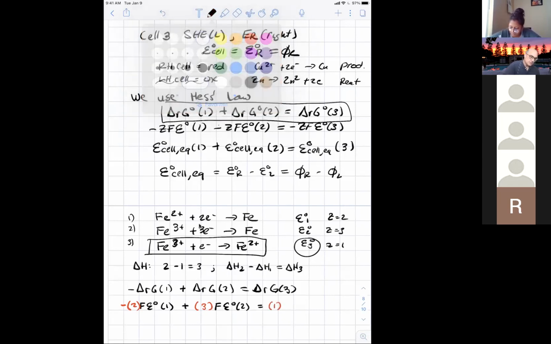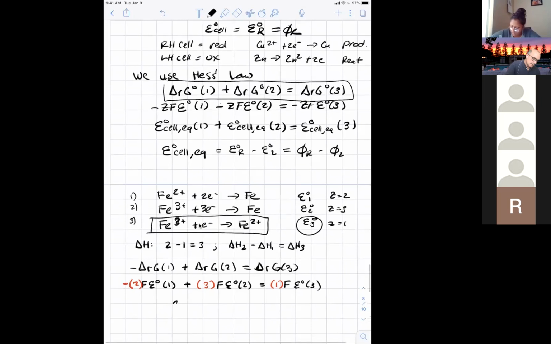I'm putting this in red just so you can see it, obviously. So if we want E0 3, the F's all cancel, right? Clearly the Faraday factors all cancel, but what we get is that this is going to be 3 E0 2 minus 2 E0 1, right? In other words, it's not linear.